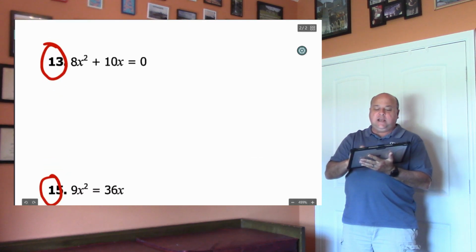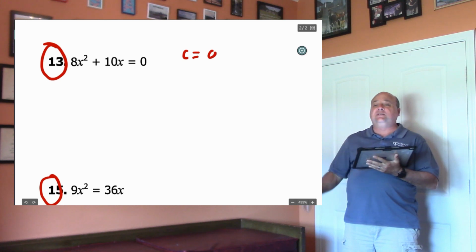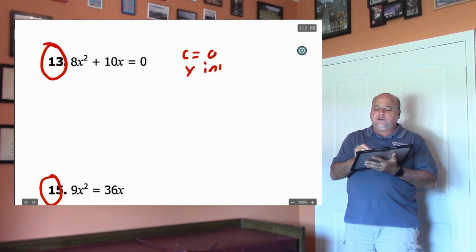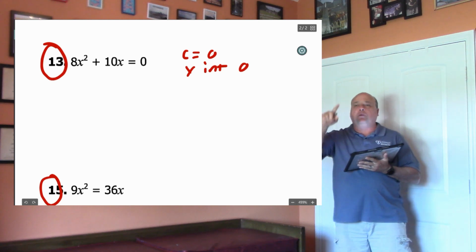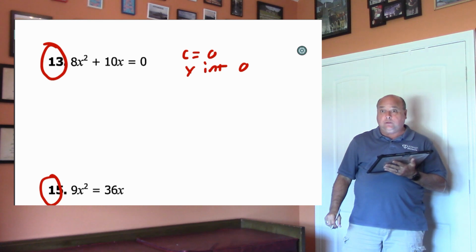Keep going on. Let's go down to 13. Okay, on 13, the C is equal to 0 in there. There's no C term, is it? So that means the y-intercept is 0. That means the parabola goes to the origin. 0 will be one of my zeros, okay?